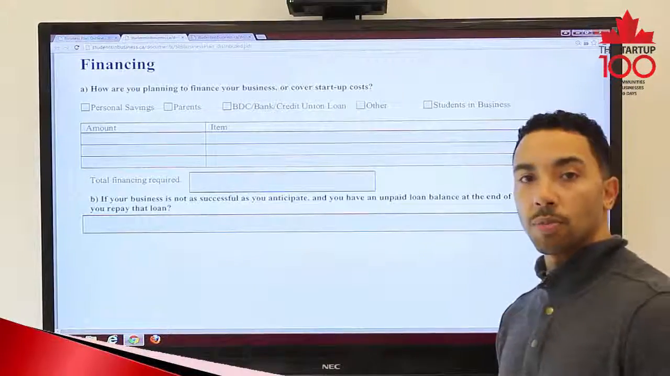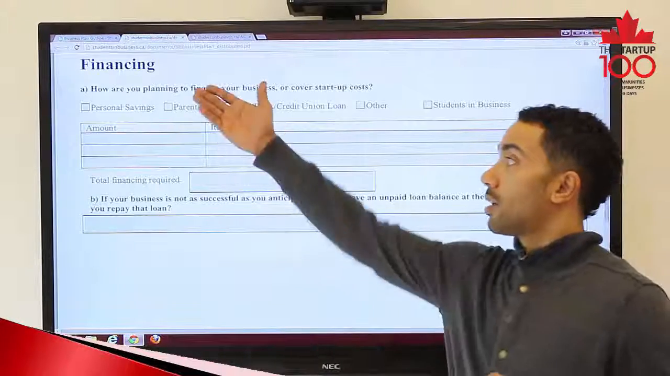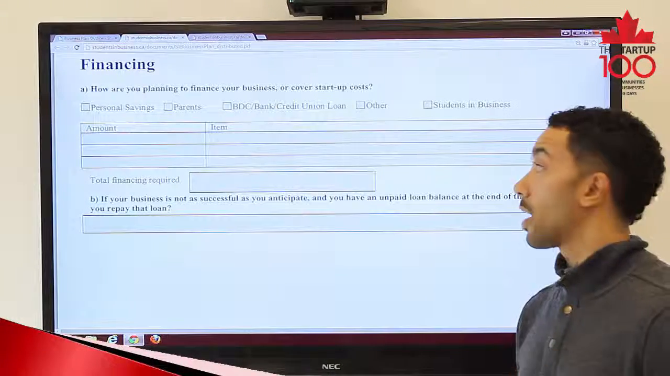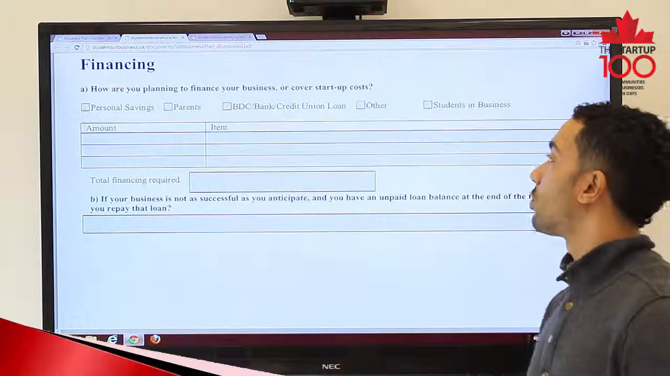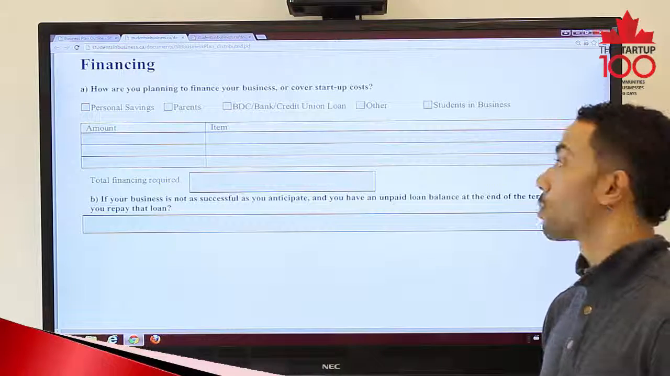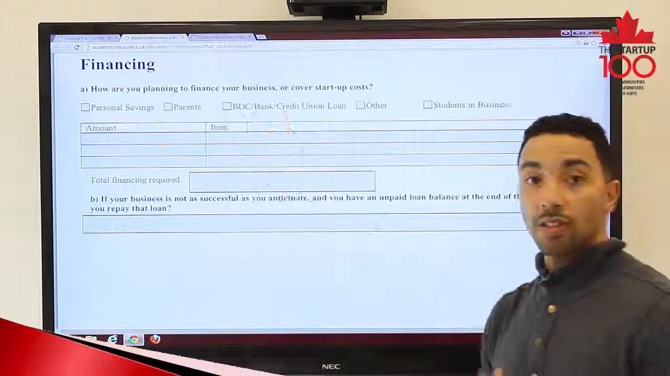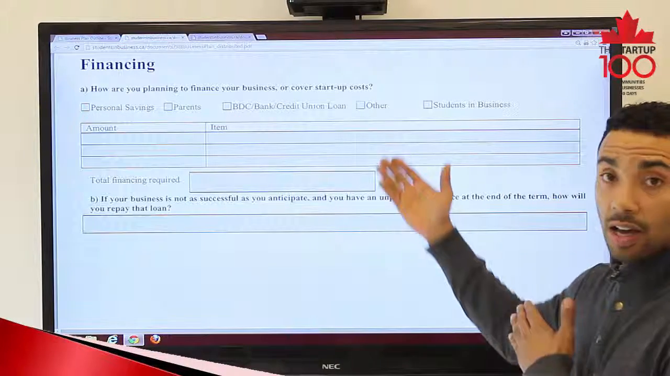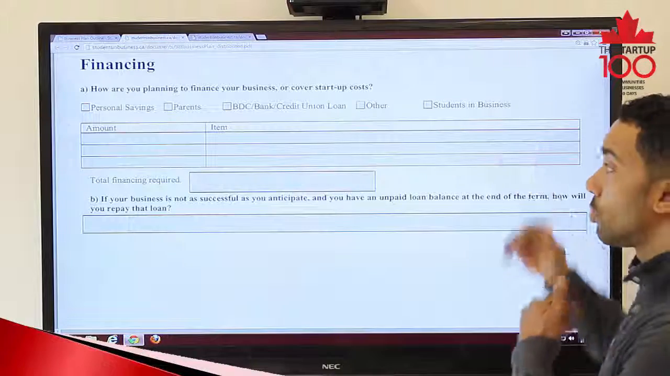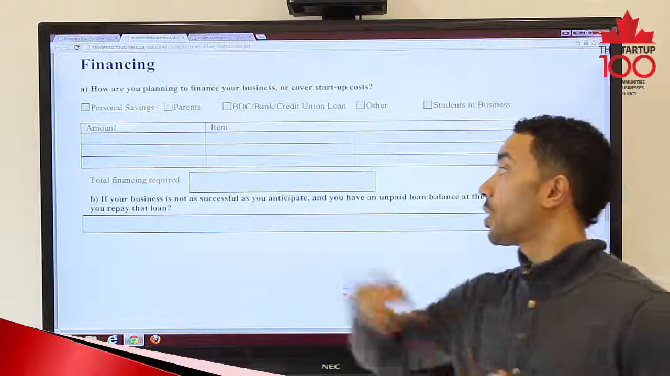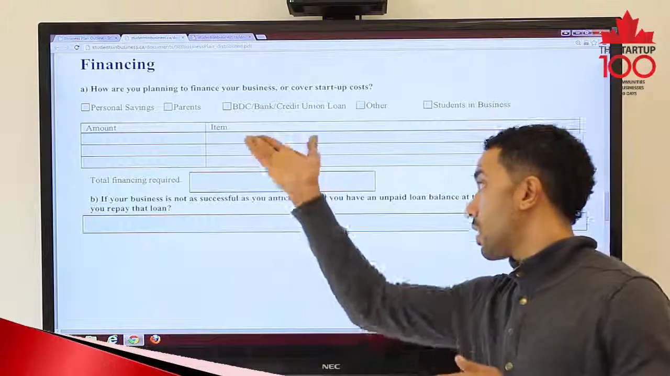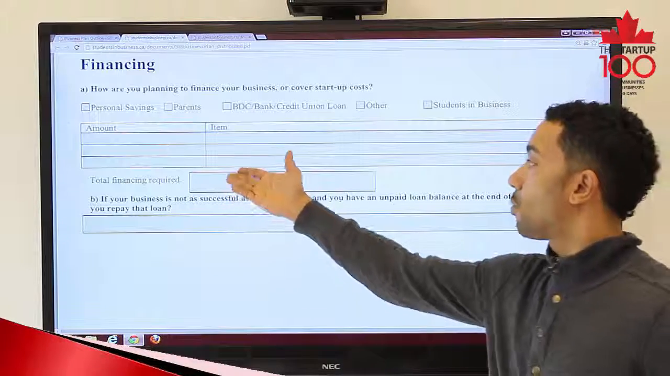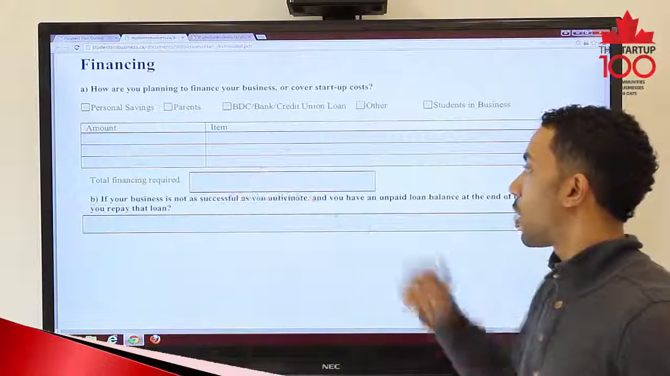Part 3 of the Student and Business Plan template is the financing. A, how are you planning to finance your business or cover startup costs? Through personal savings, help from your parents, different types of loans, other funding sources, or the Student and Business Program. What we're looking for here is the amount and the item. Down here, we want you to total up the financing required.